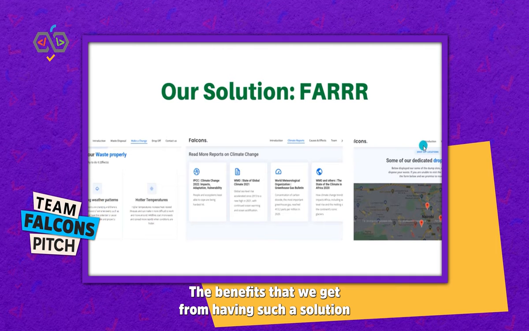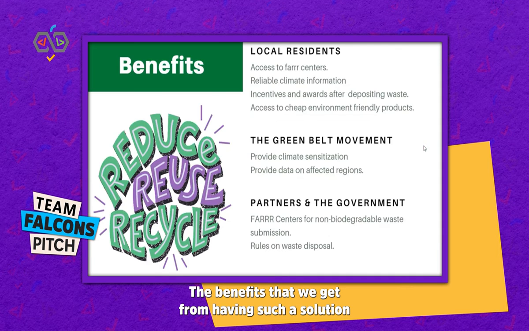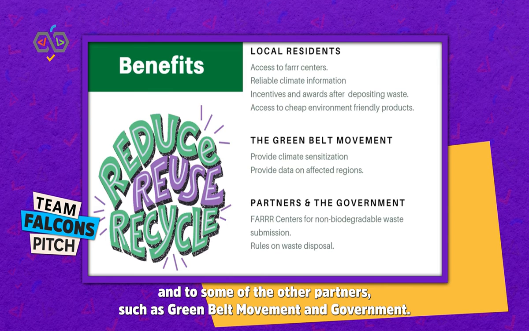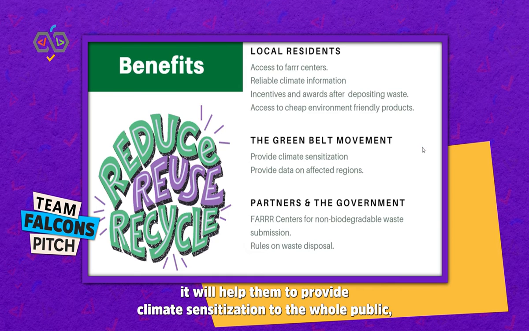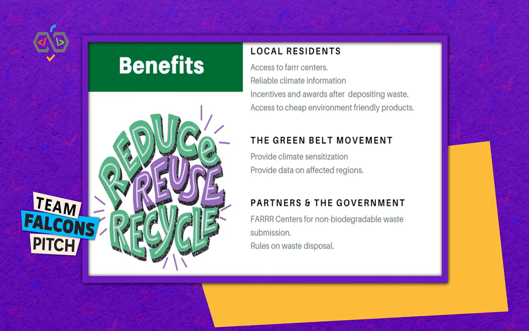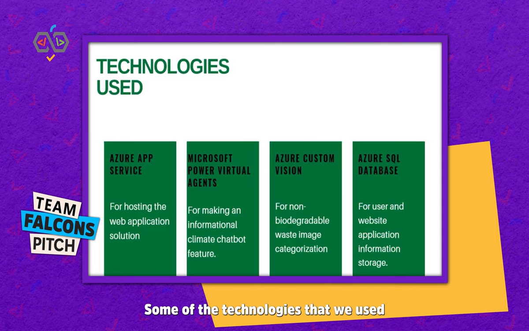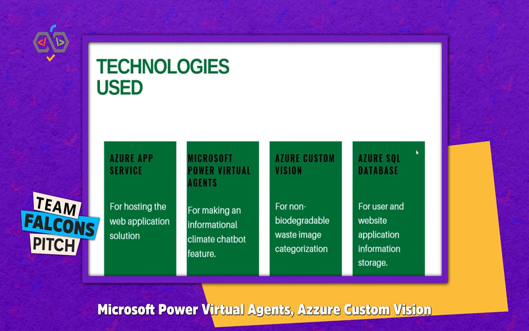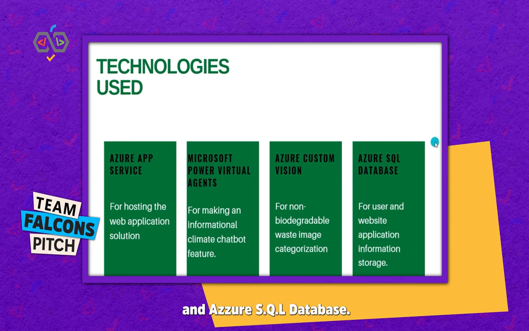Some of the benefits that we get from having such a solution is it allows access to recycling centers, it provides reliable information, rewards people for depositing waste, and to some of the other partners such as Green Belt Movement and partners like government, it helps them to provide climate sensitization to the whole public, and it also provides rules for disposal. Some of the technologies that we used are Azure App Service for hosting the web application solution, Microsoft Power Virtual Agents, Azure Custom Vision, and Azure SQL Database.